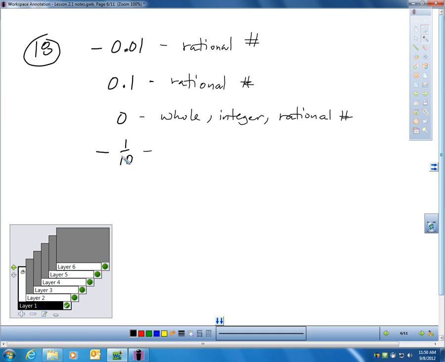Negative 1/10. Certainly not whole because it's negative and it's a decimal. Certainly not an integer for the same reasons. And it is rational, though, negative 1/10. Okay, so again, writing these in order. I'll do that here. Negative 1/10 is the smallest. Negative 100th is next. 0 would be next, and the biggest is a tenth.